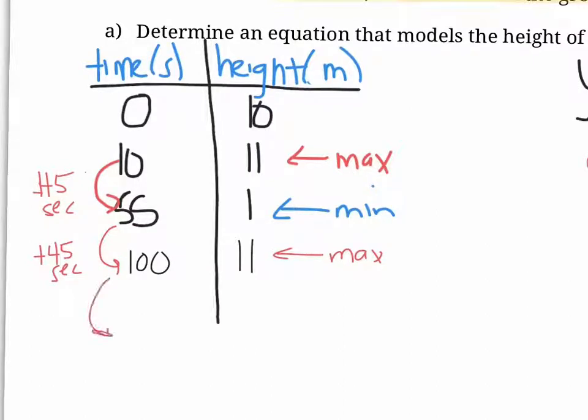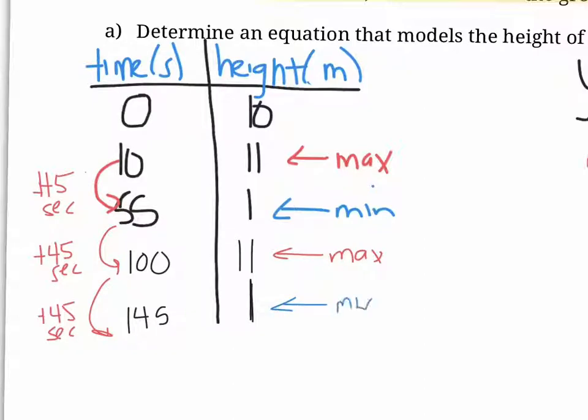So we're just going to keep on adding 45 seconds until we feel like we understand what's going on here. So now we're at 145 seconds. We could change this to minutes if we want, but I think it makes sense to keep it seconds. What's the height going to be? So we're at the max, then the min, then the max, now we're back at the min, 1. So back at the min.